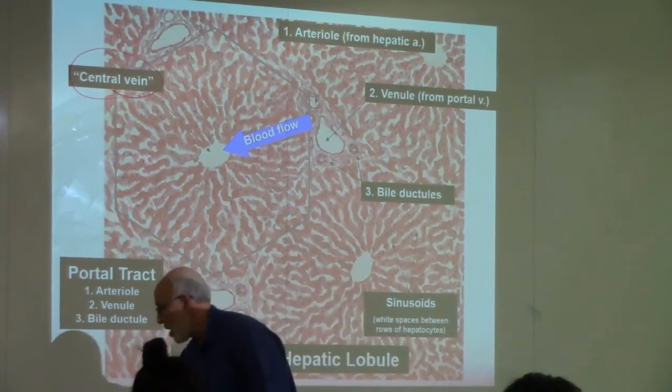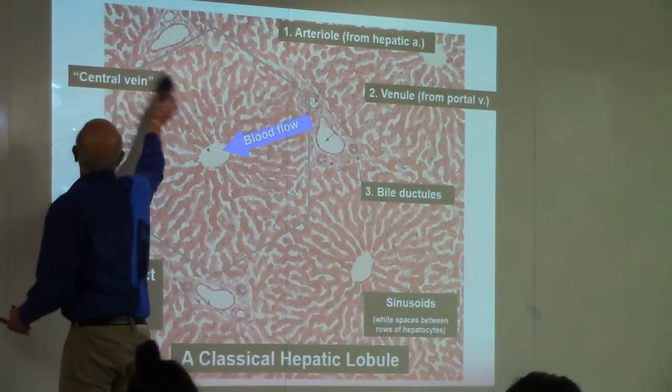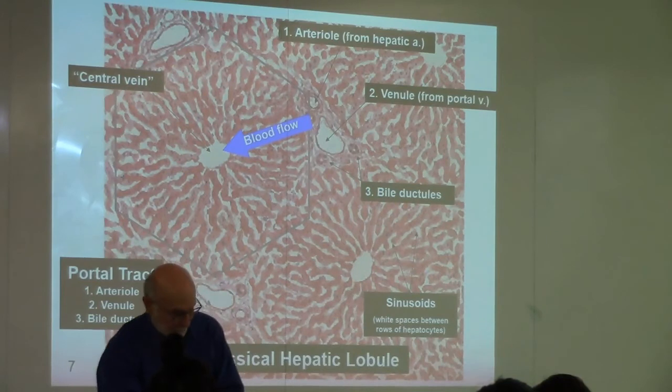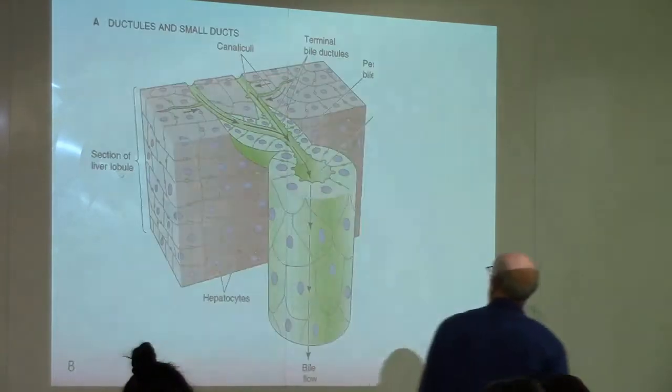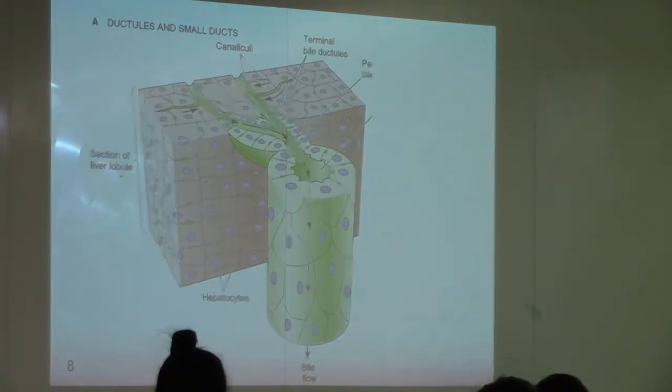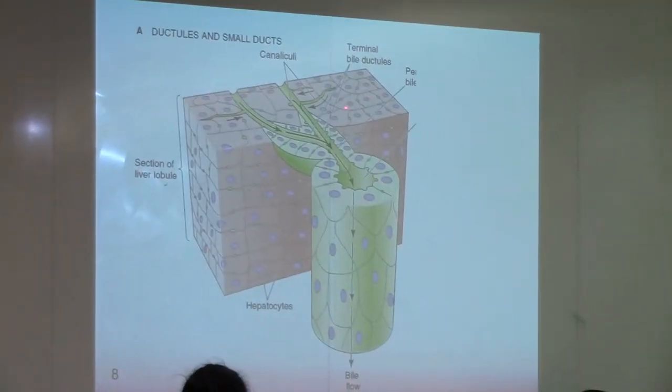So now let's talk about bile. Bile is produced by the hepatocytes, among other things. Remember, the hepatocytes are doing a lot of things. That's why they need all that oxygen. That's why they're receiving all that nutrient-rich blood. But the thing we're going to talk about is the production of bile. So the hepatocytes produce bile.